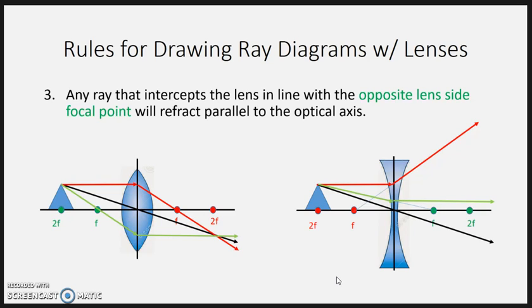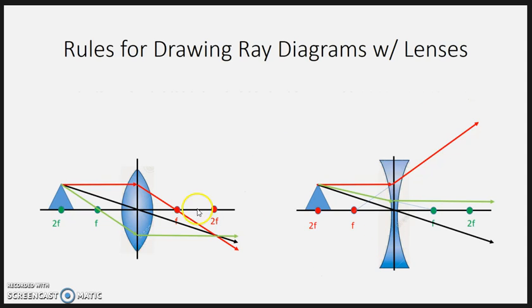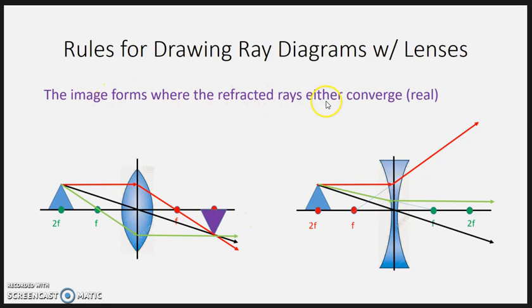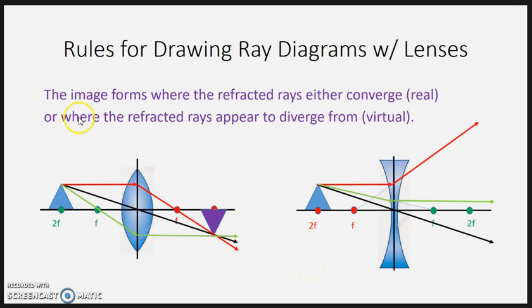So now those are our three rules. Let's go into, well, where is our image? Because the rules are useless without having an image to support them. If we look for where our image ends up, the image forms where the refracted rays either converge, which would create a real image, which is what we have here on this converging lens over here, or where they diverge, such as in this diverging lens here, we have to figure out where the refracted rays appear to diverge from, because they do not converge into a real image.